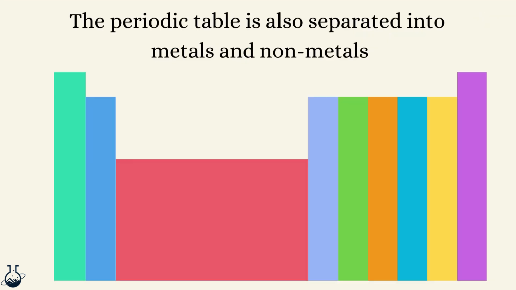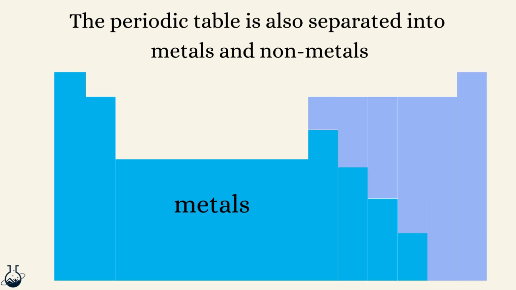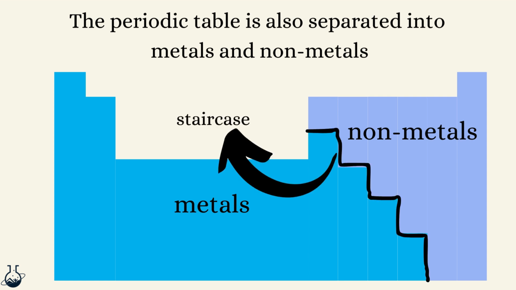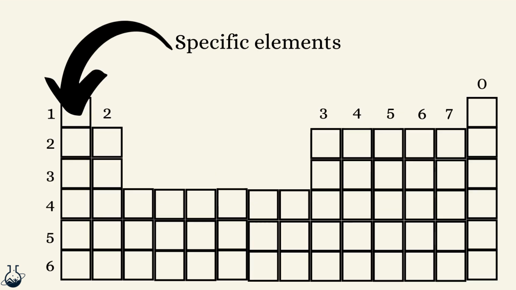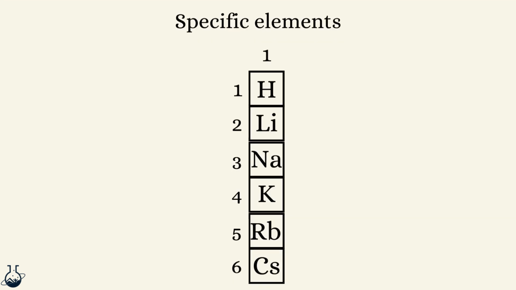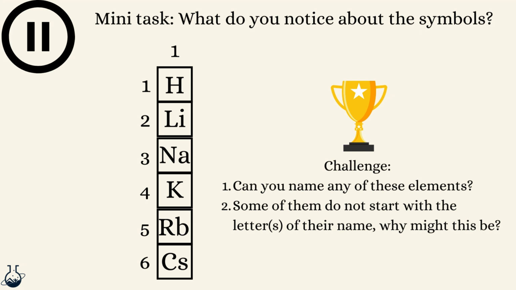Now, the periodic table not only has groups and periods of elements, but it can be divided into 2, metals and non-metals, which are separated by an imaginary staircase. Cool. Let's look more closely at what goes in these squares, because it's not fish or cars. Specific elements are shown in them. Pause the video here and see if you can find 2 things to say about the symbols. If you think of them, try the challenge.